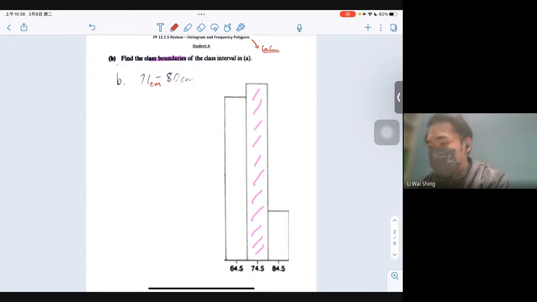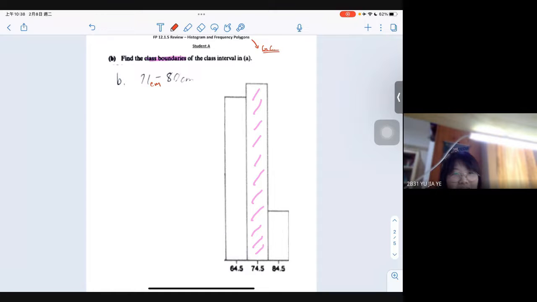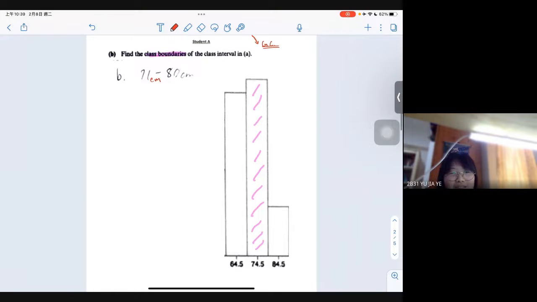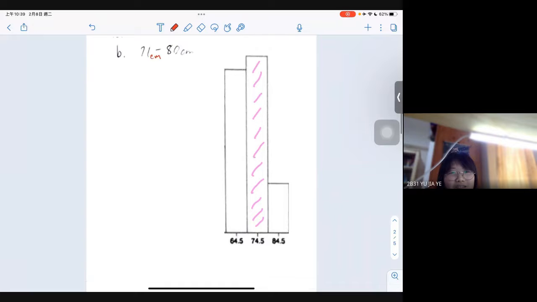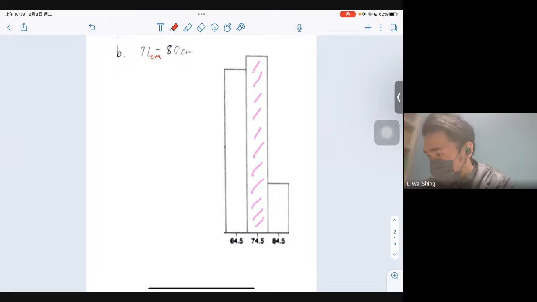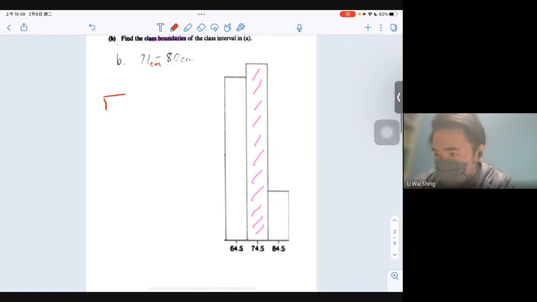But what about the value? Our class boundary shouldn't be written as the class limit, but he should write the class boundary. Yes, he wrote the class limit instead of the class boundary. Very good. So let's review class limit and class boundary.